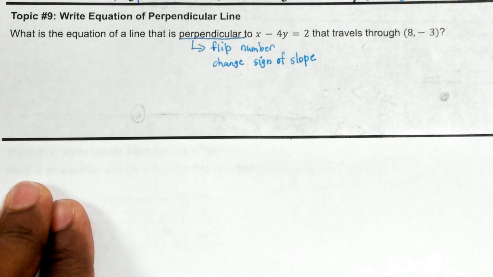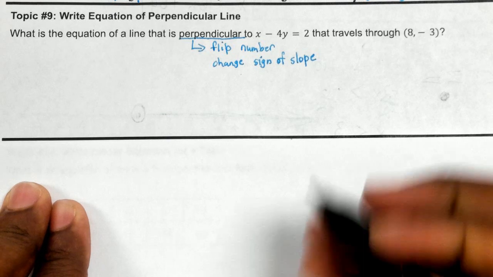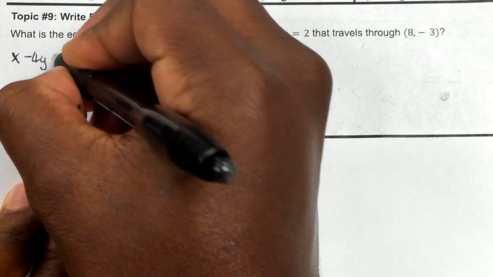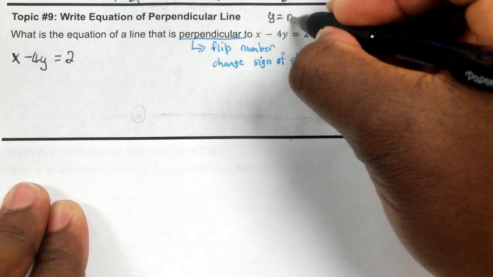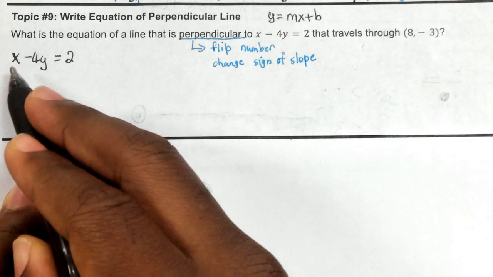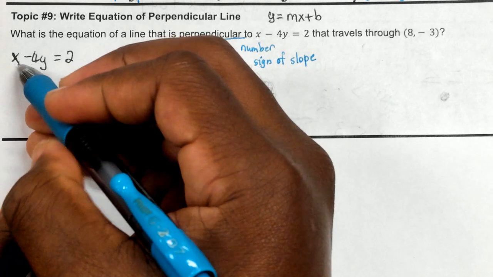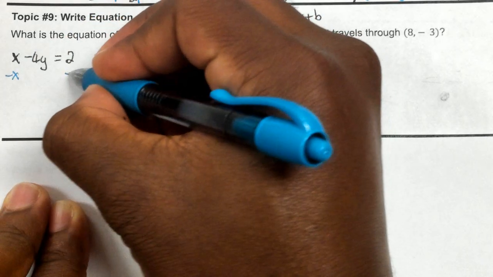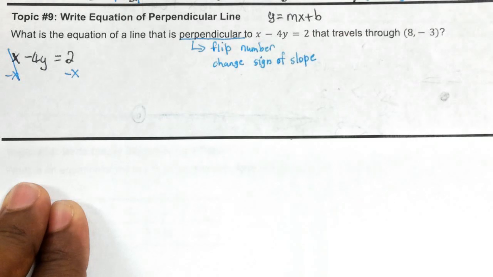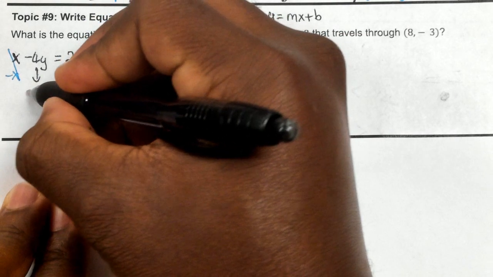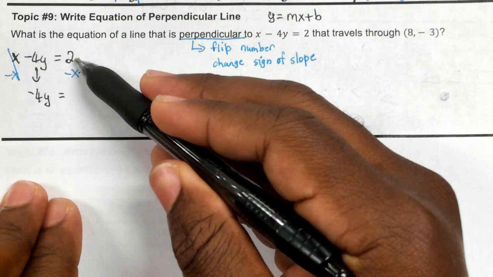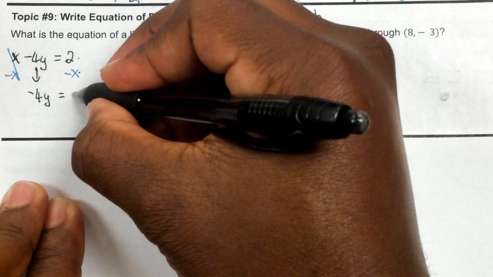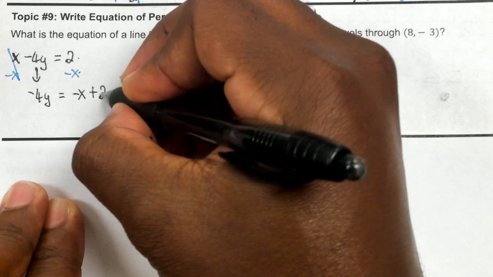Again, perpendicular is different from parallel. What we're going to do first, guys, is write my equation: x minus 4y is equal to 2. First, I need to get it in the form y equals mx plus b. So I'm going to move the x to the other side. To move a positive x, we subtract x on both sides of our equation. That gets canceled. And then we have negative 4y is equal to, can I subtract x from 2? No, because they're not like terms. So I would have negative x plus 2.